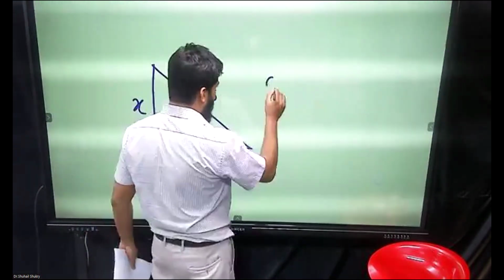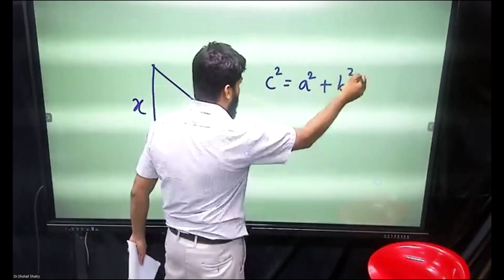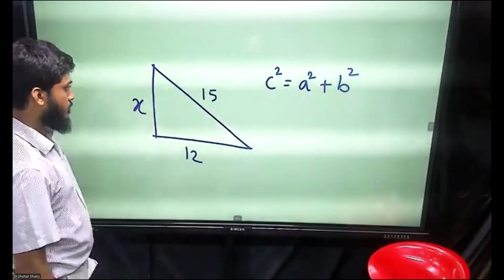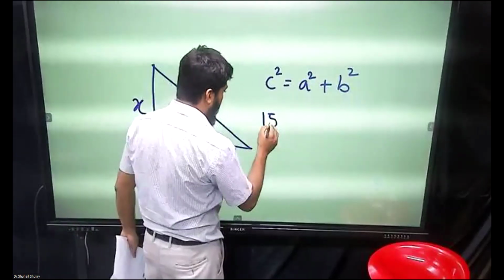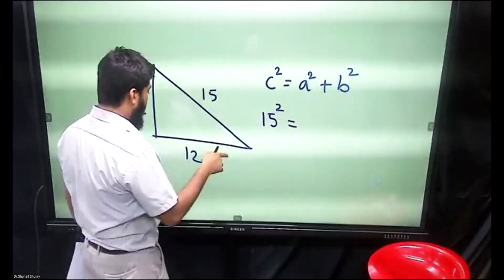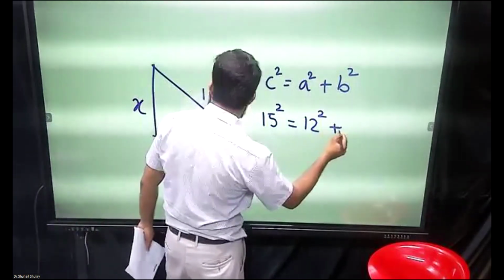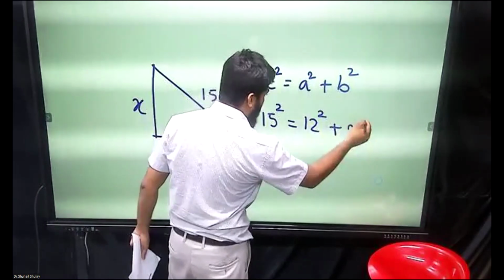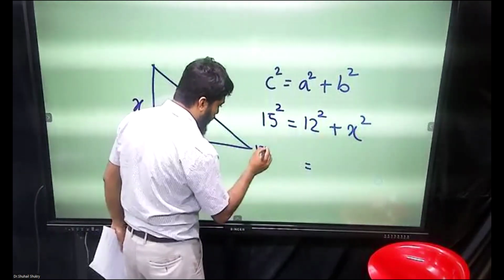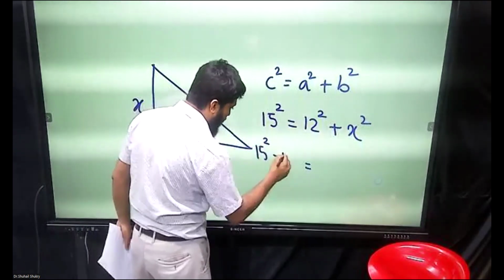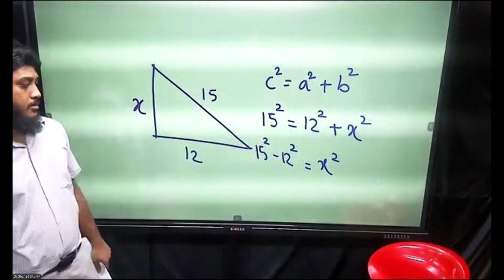So you can use the formula c squared equals a squared plus b squared. C is the longest side. How much is it? 15 squared. A means this side, 12 squared, plus b squared means x squared. So if I want to get the answer for x, I can keep the 15 squared here and send the 12 squared to this side: minus 12 squared equals x squared. Correct, no?